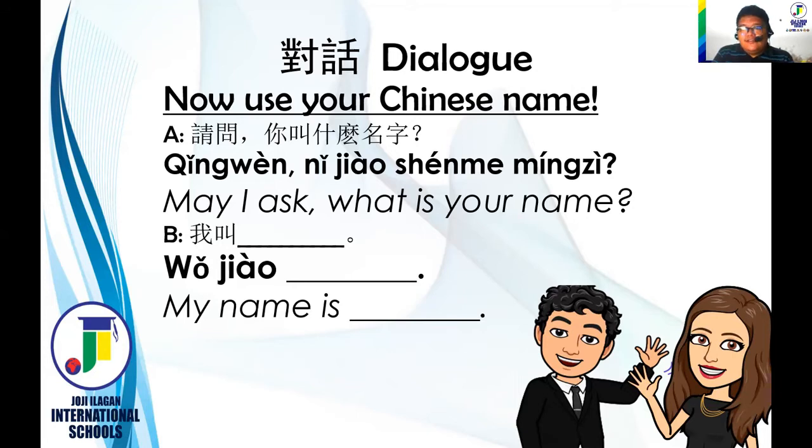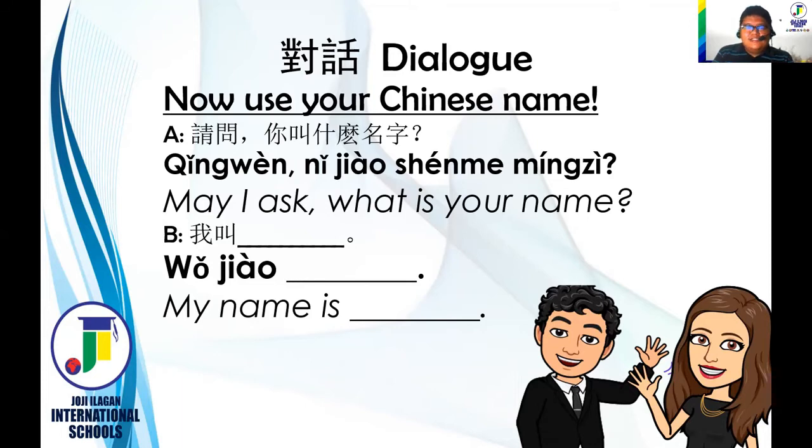So since I have assigned you a Chinese name in our class through your Microsoft Teams account, you have to insert your Chinese name pronounced in Hanyu Pinyin or Pinyin characters. So, for instance, my Chinese name is He Ping. So, when someone asks 请问你叫什么名字? I will answer 我叫和平, or my name is 和平.